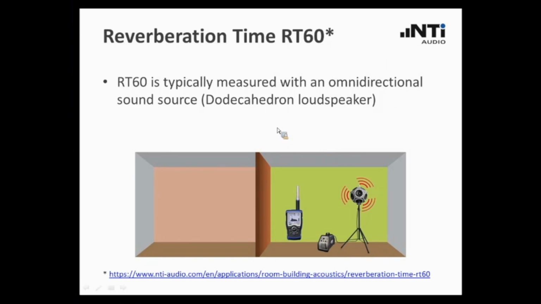Normally, you execute the RT60 measurement in building acoustics again with the omnidirectional sound source because you have it anyway on site. You need it anyway. And the test signal, you certainly know, is gated pink noise.